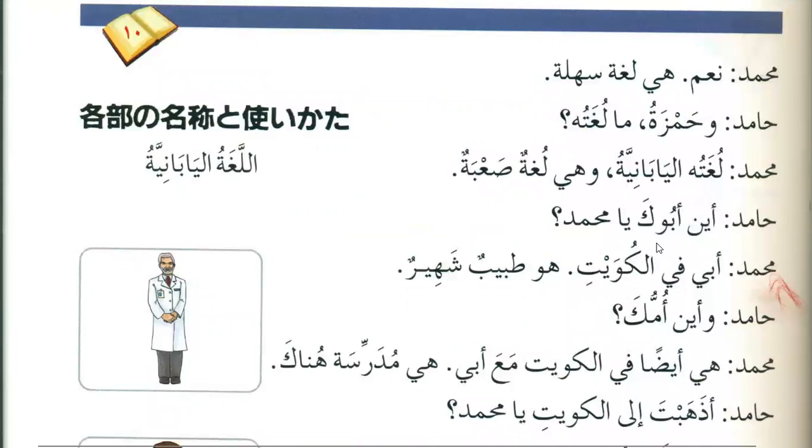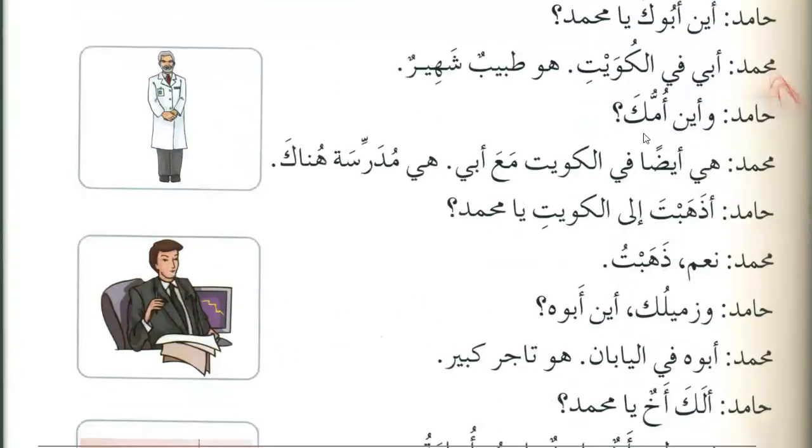Hamid: Aina abuka ya Muhammad? Where is your father, O Muhammad? Muhammad: Abi fil Kuwait, huwa tabibun shahir. My father is in Kuwait, he is a famous doctor. Hamid: Wa aina ummuka? And where is your mother? Muhammad: Hiya aidan fil Kuwait ma'a abi. She is also in Kuwait with my father. Hiya mudarrisatun hunaka. She is a teacher there. Hamid: A zahabta ila al-Kuwait ya Muhammad? Did you go to Kuwait, O Muhammad? Muhammad: Naam, zahabtu. Yes, I went.